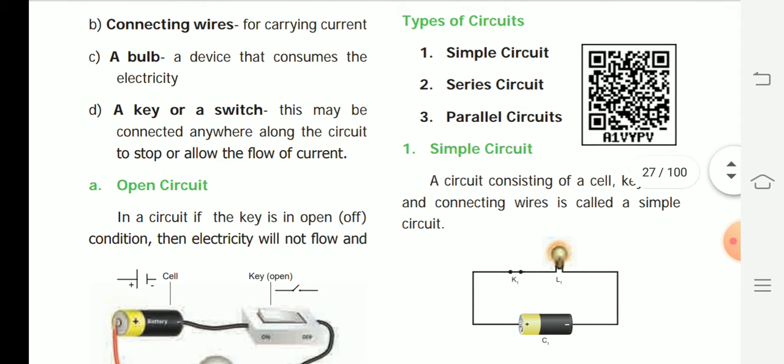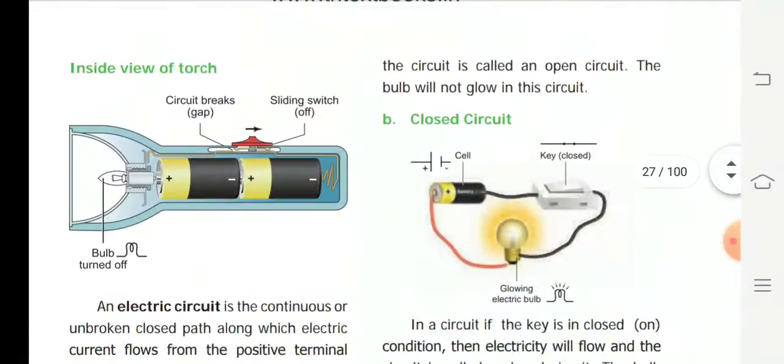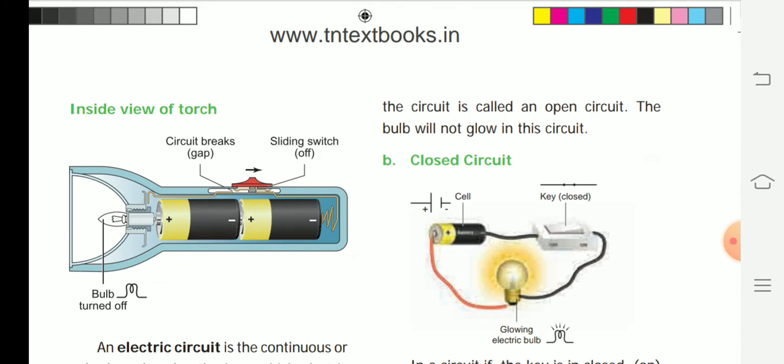Okay, next one, open circuit. What is an open circuit? In a circuit, if the key is in open condition, the electricity will not flow and the circuit is called an open circuit. The bulb will not glow in this circuit.